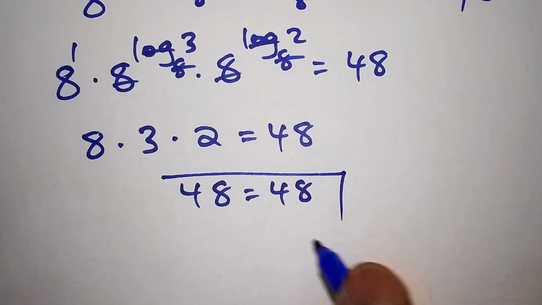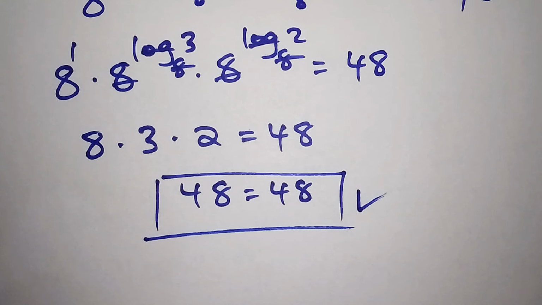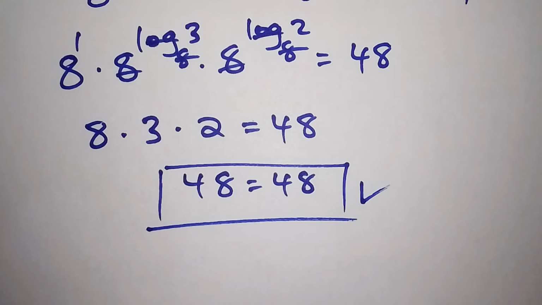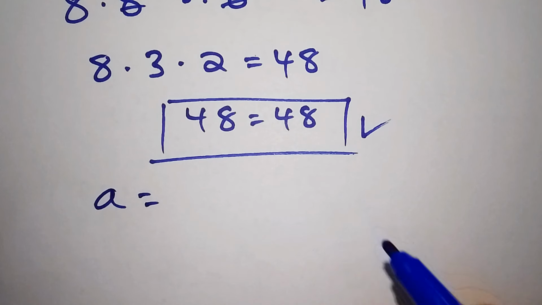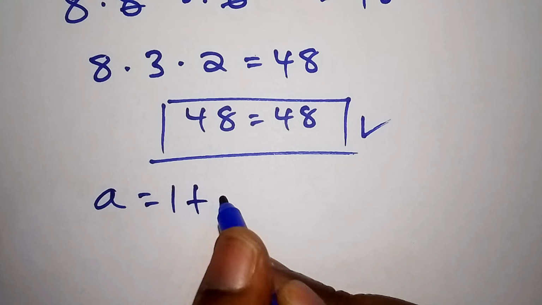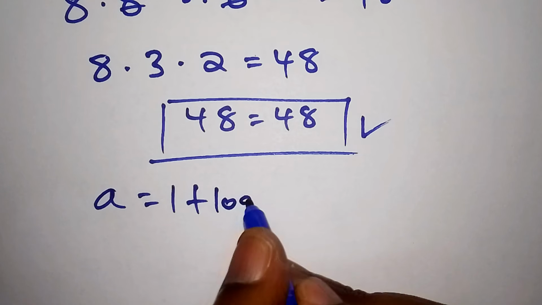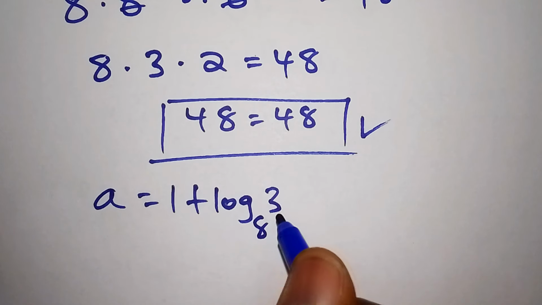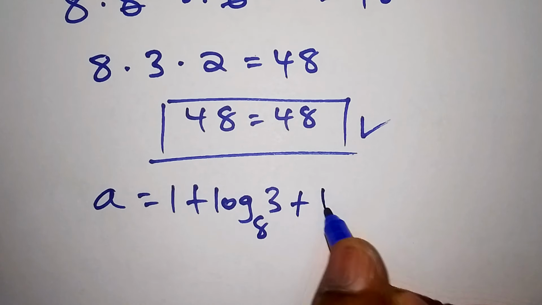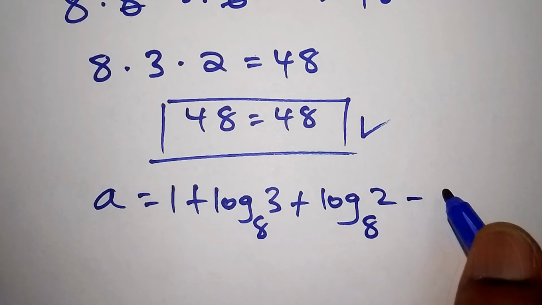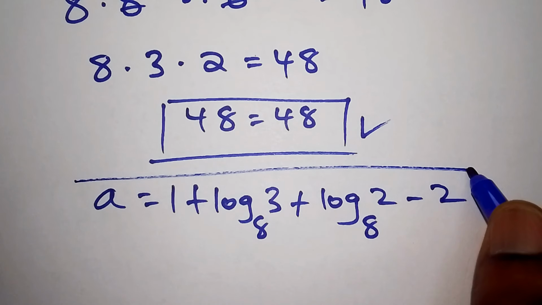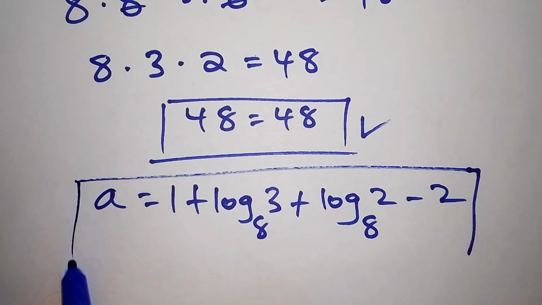So it means that our maths problem was correct when we say that the value for a is equal to 1 plus the log of 3 to the base of 8, plus the log of 2 to the base of 8, minus 2. So this qualifies to be the answer to our maths problem.